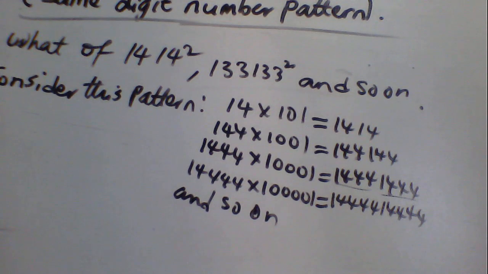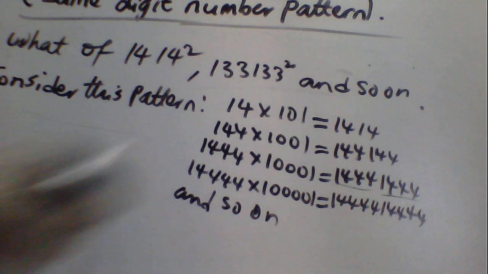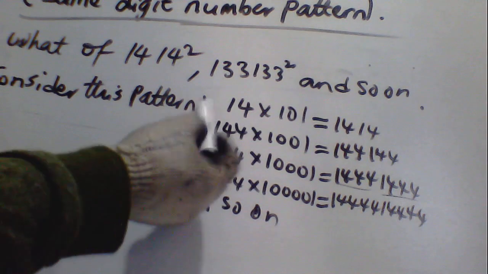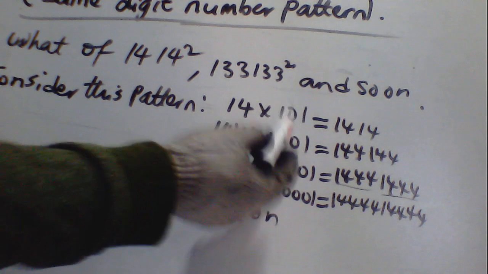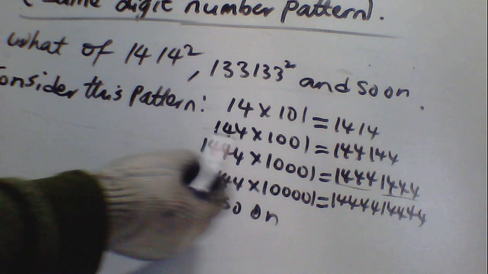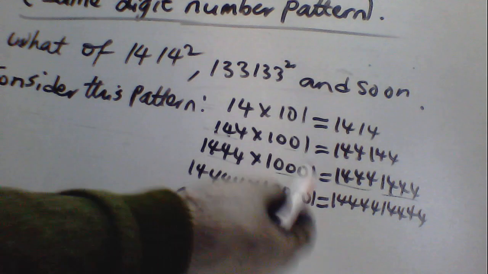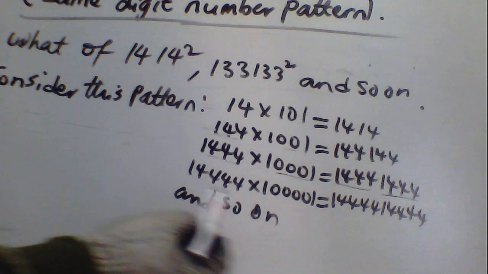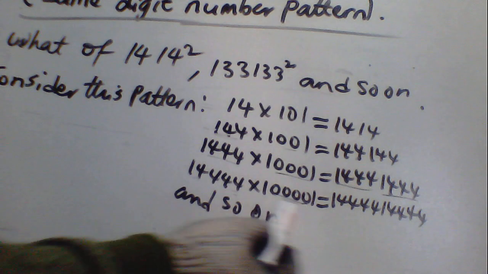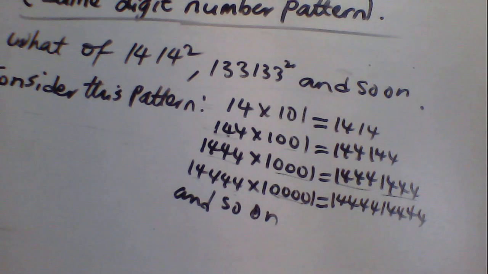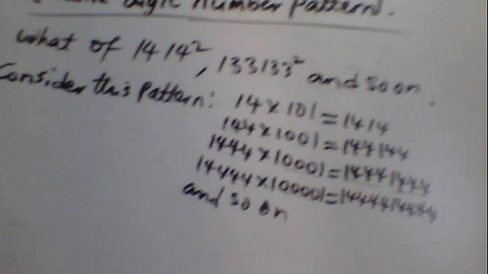So notice for the 10, there is only 1 zero. For the 100, there are 2 zeros. For 1000, there are 3 zeros. For 10,000, there are 4 zeros, and so on. This is important because it helps us to solve a problem involving something like this.